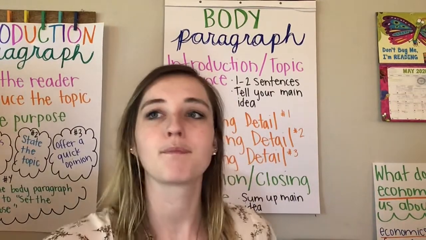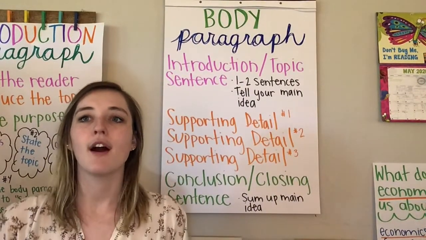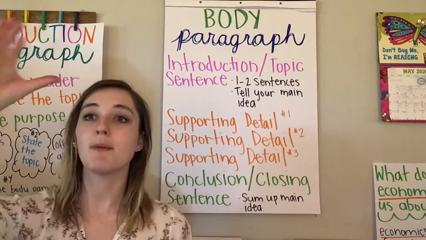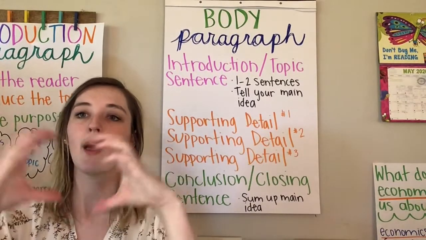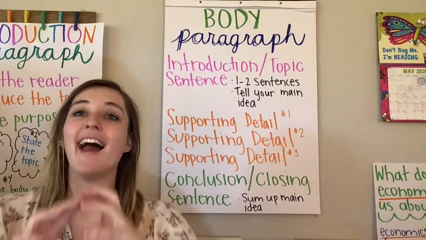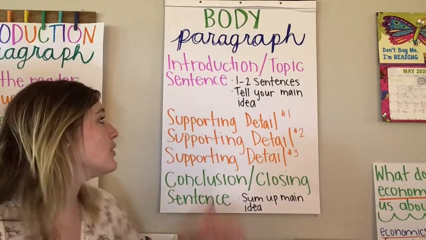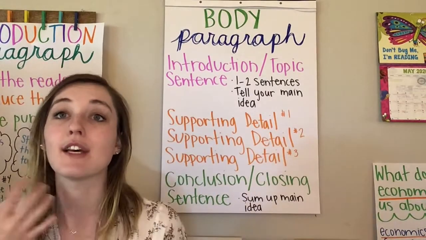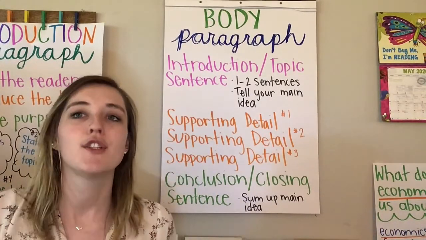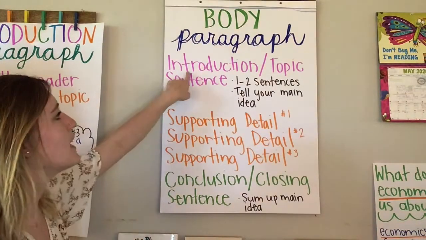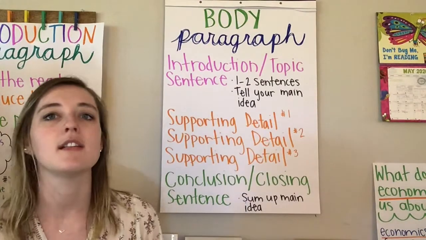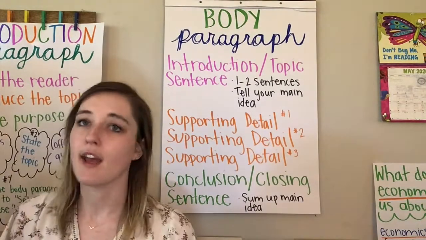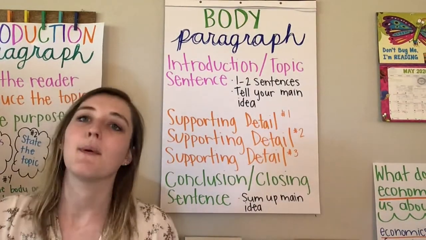Here we go. So the body paragraphs are in the middle of the essay. Typically you start with an introduction, you do some body paragraphs, and then you do the conclusion. The body paragraphs are in the middle, and that's where all your details are. As you can see, there's a lot of supporting details that go into a body paragraph. So first thing that you need to do is do an introduction or a topic sentence. It's usually about 1 to 2 sentences, and it tells the main idea of the essay. So the main idea of our essay is about third grade.